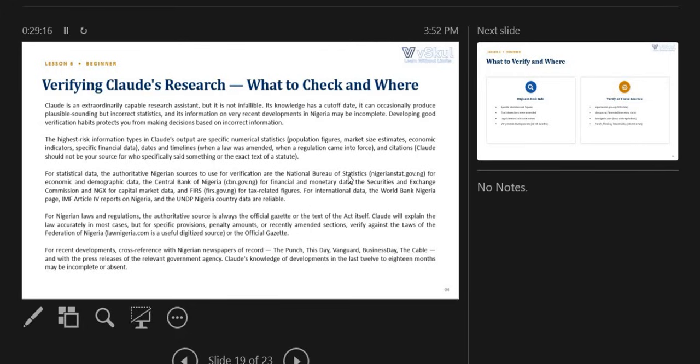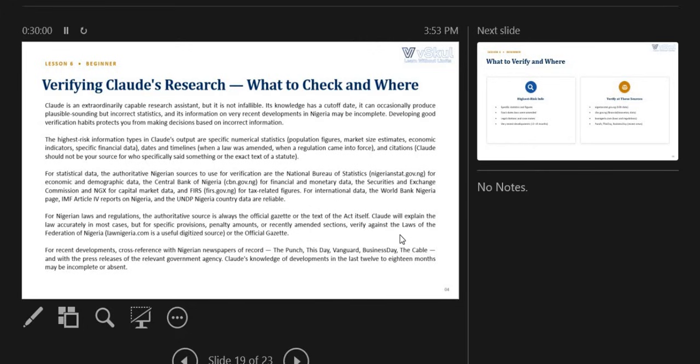Now, the highest-risk information types in Claude's outputs are specific numerical statistics, population figures, market size estimates, economic indicators, specific financial data, dates and timelines, where a law was amended, when a regulation came into force, and citations. Claude should not be your source for who specifically said something or the exact text of a statute. For statistical data, the authoritative Nigerian source to use for verification is the National Bureau of Statistics, which of course is known as NBS, and you can see their site there.